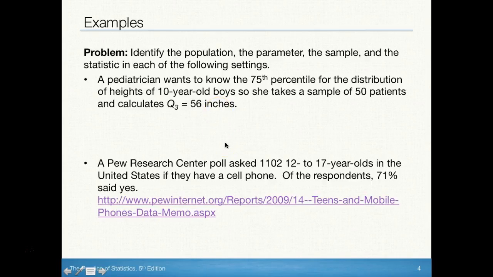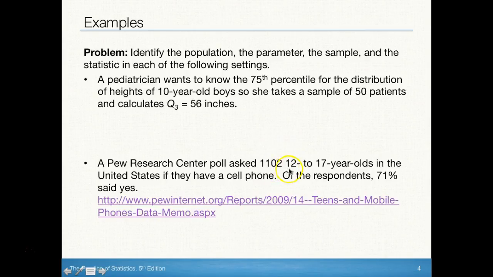This was a study that was done in 2009, so I'm guessing this value might be a little bit higher now. It says a Pew Research Center poll asked 1,102 12 to 17-year-olds in the United States if they have a cell phone. Of the respondents, 71% said yes. So let's assume for a moment that they asked all 1,102 and they actually got responses from all of them, although I'm guessing the response rate was not 100%.